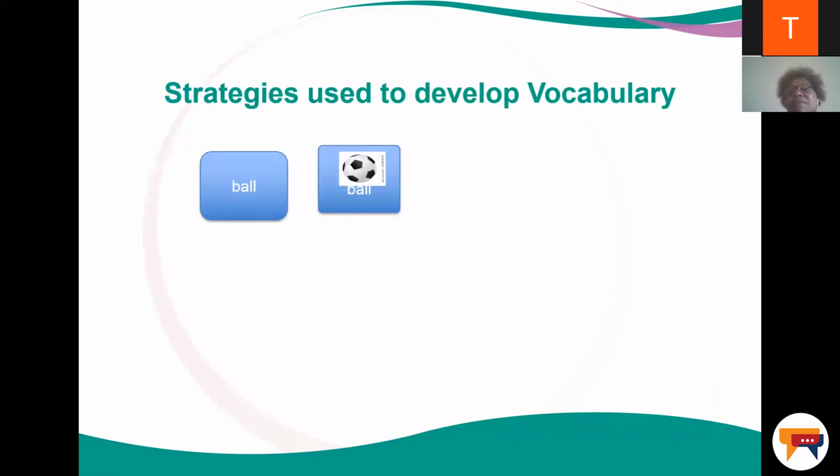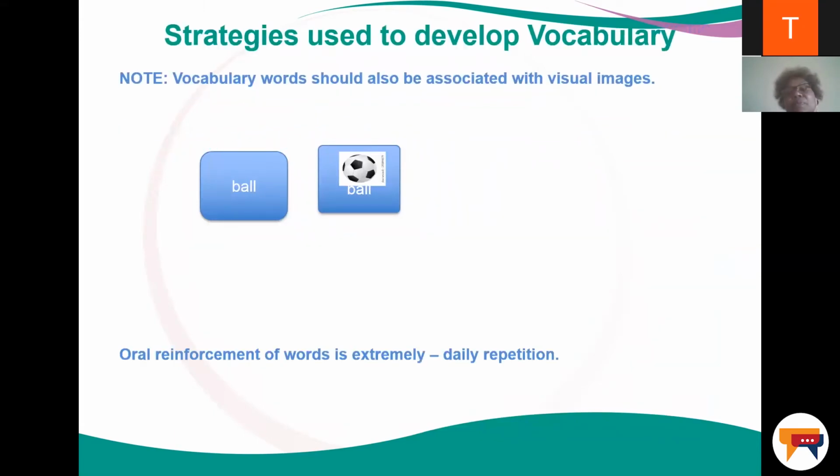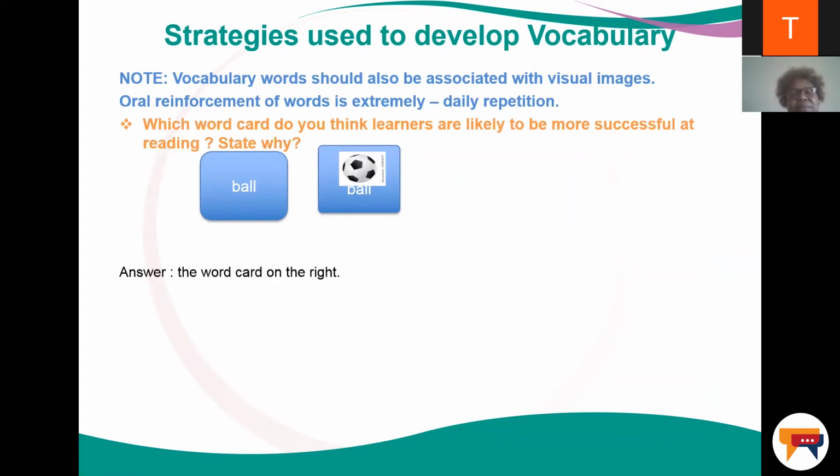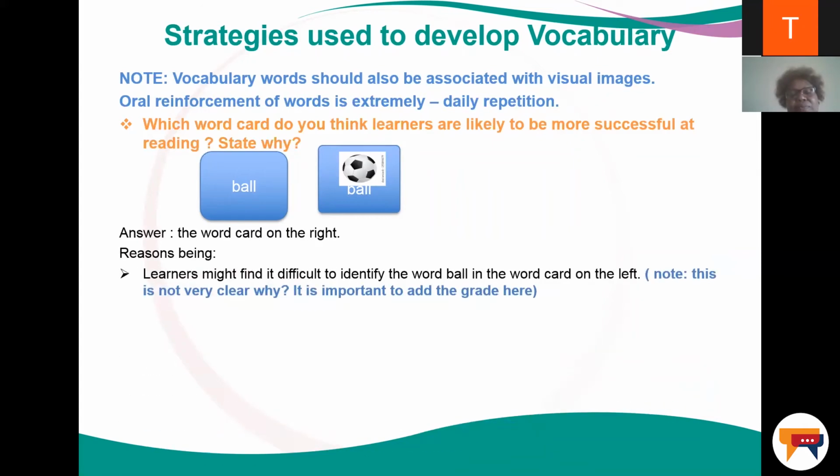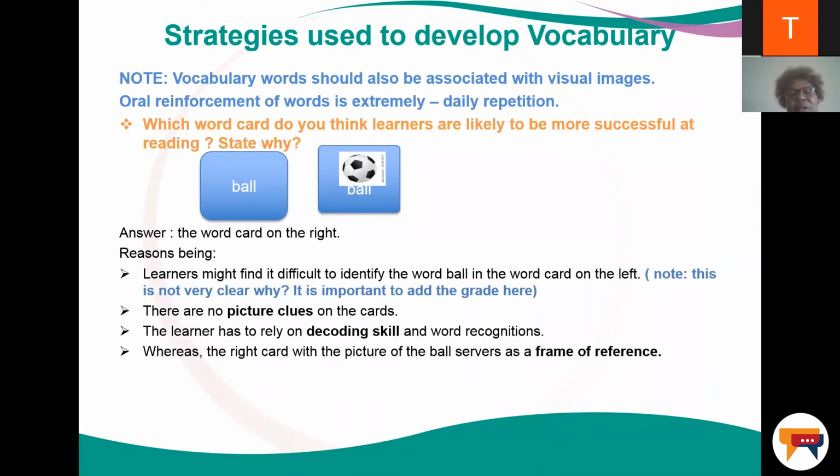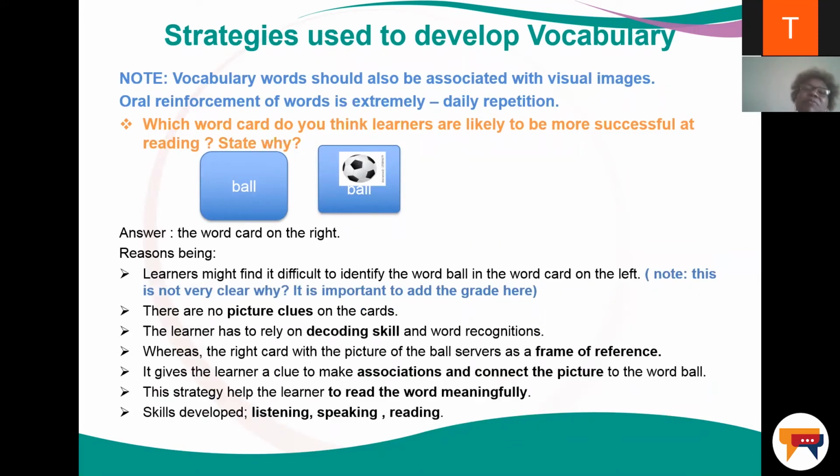For instance, we said vocabulary is key earlier on. Let's say you are developing vocabulary. Strategies used to develop vocabulary. Note, vocabulary words should also be associated with visual images. Oral reinforcement of words is extremely important, and daily repetition is needed.